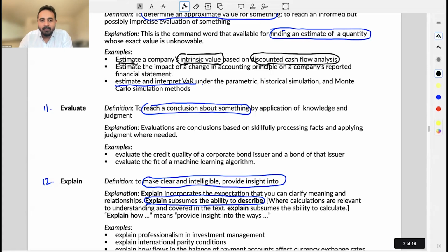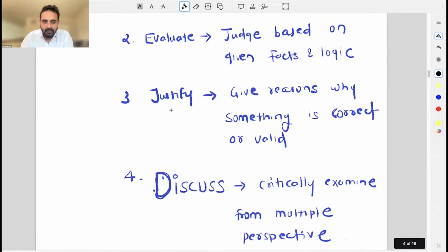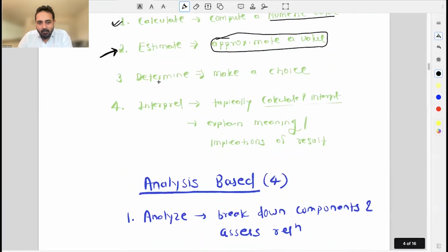So if you come across an estimate command word, all that you have to do is do the calculation and throw in the number. At times, estimate will be attached to interpret, right? And then I'll show you what interpret needs to be done. Okay, so back to our flowchart again. So that's your estimate. An easy command word, determine. If you come across determine, all that you have to do is make a choice. Determine the most appropriate strategy, right? So it's a simple, straightforward command word, nothing fancy here.